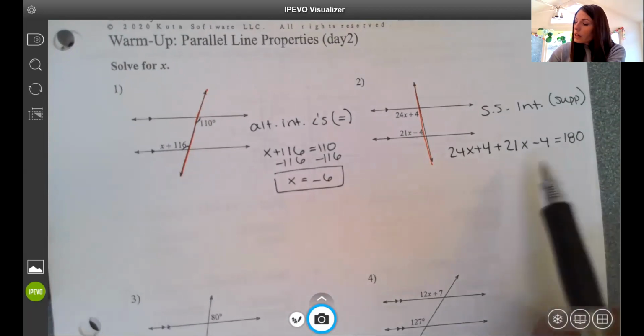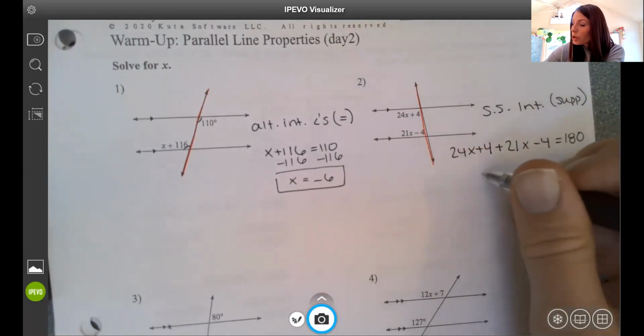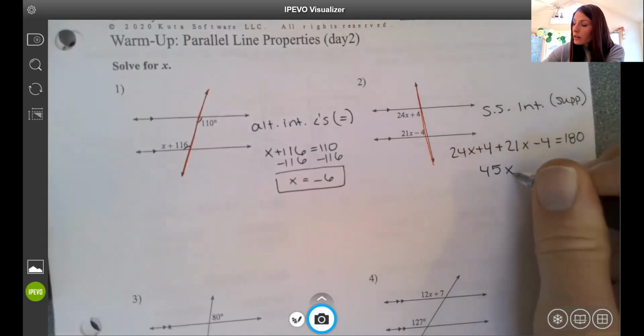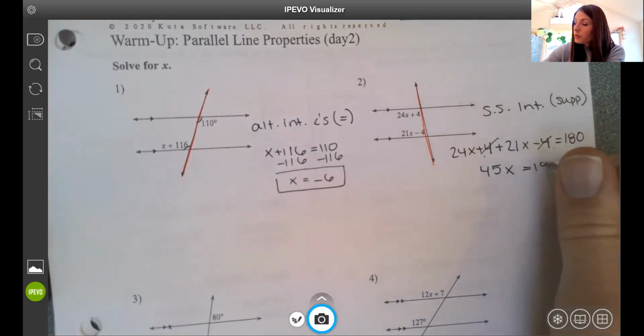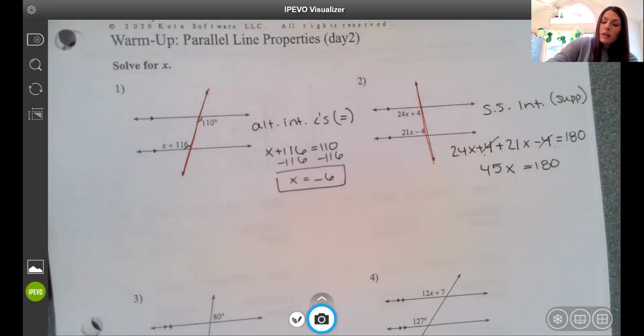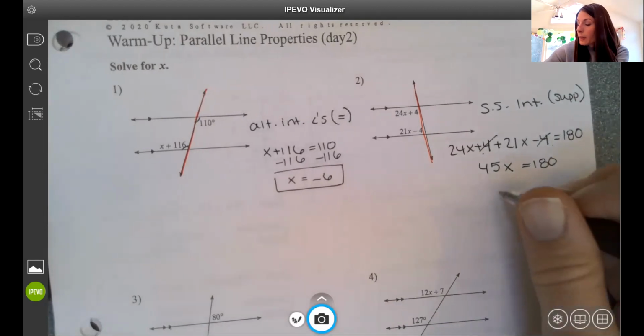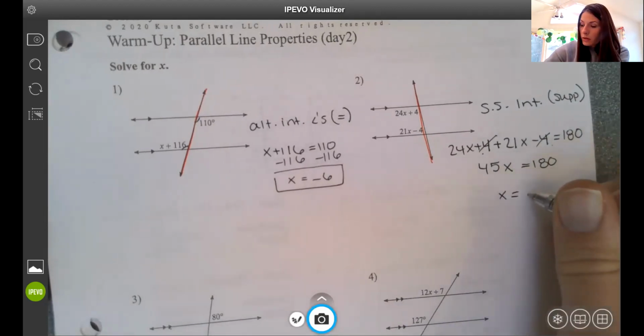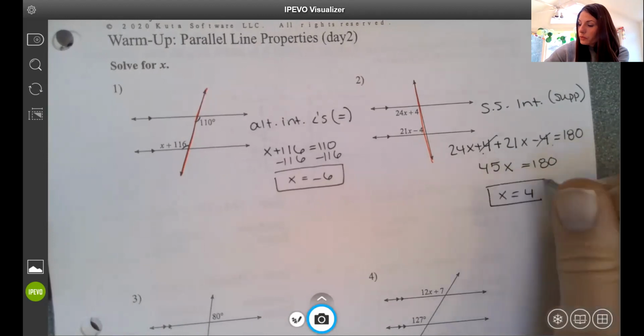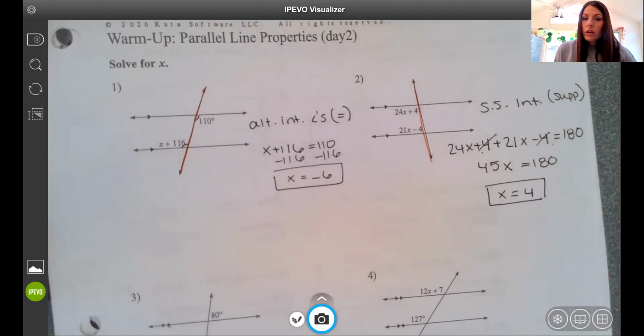Okay. So now let's see, I have 45 x's all together, and then 4 take away 4 is going to cancel, equals 180. And just use our calculator real quick. 180 divided by 45. It doesn't go in evenly, does it? My calculator's frozen. Hold on. Oh, it does. Yeah, x equals 4. X equals 4. Good. Okay.